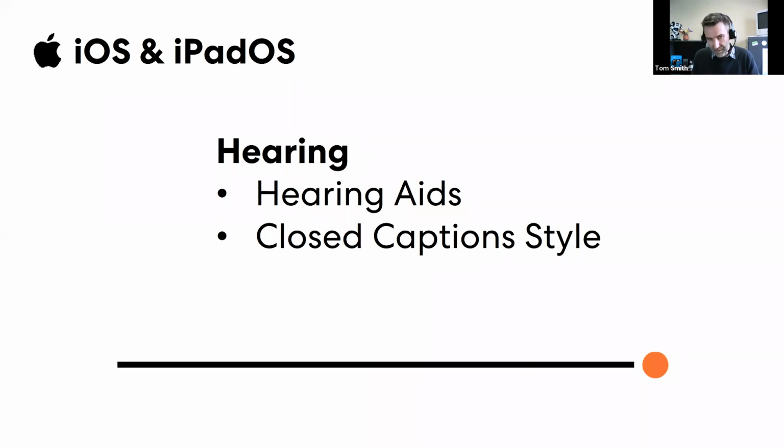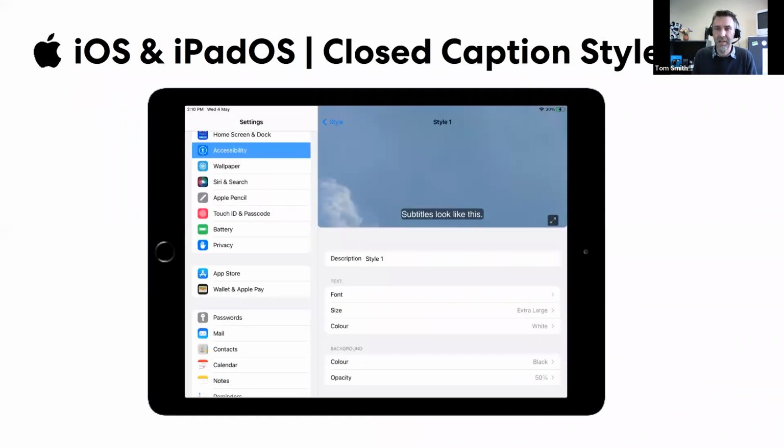And the other one that I wanted to touch on in hearing is closed caption styles. I've become a regular user of, even as a non-disabled sighted person, the closed captions feature quite a lot on Netflix and Disney. But one of the things you can do on your iPad, at least, is actually change it. And you can change the default size.